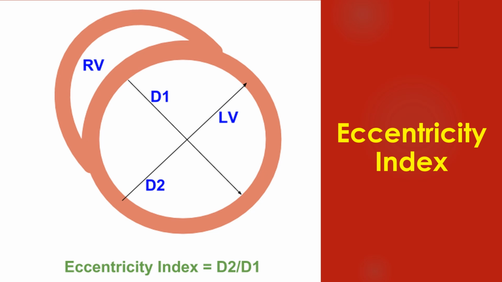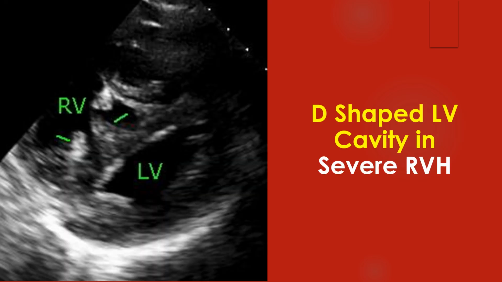In those with RV pressure overload, the eccentricity index was significantly greater than 1 at both end systole and end diastole. Thereby, eccentricity index of LV shape reflects the abnormal motion of the interventricular septum depending on the type of RV overload, whether systolic or diastolic. Eccentricity is reflected in the D-shaped LV cavity seen on echocardiography in severe pulmonary hypertension and right ventricular hypertrophy.